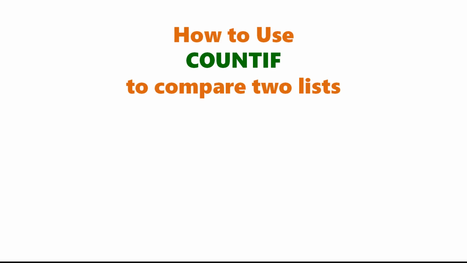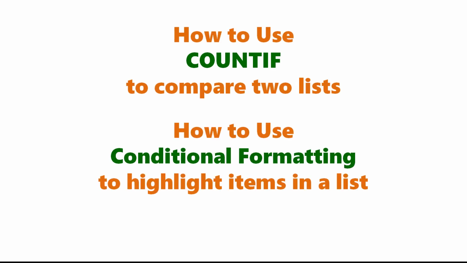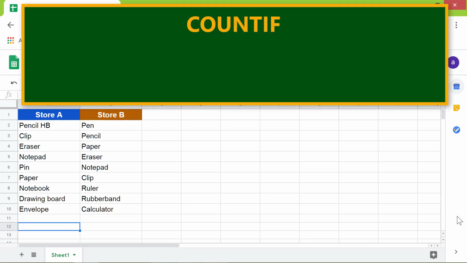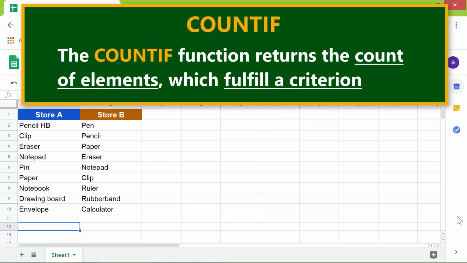How to use COUNTIF to compare two lists. How to use conditional formatting to highlight items in a list in Google Sheets. Hello and welcome to the tutorial on comparing two lists and using conditional formatting. Here's an introduction to the COUNTIF function. The COUNTIF function returns the count of elements which fulfill a criterion.